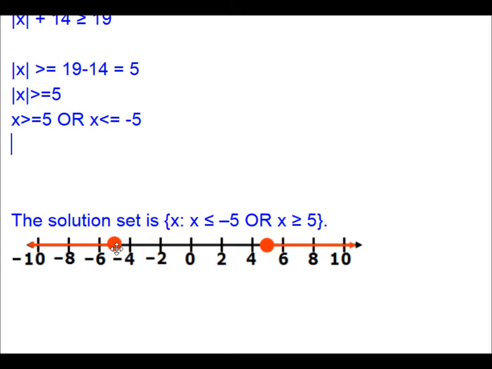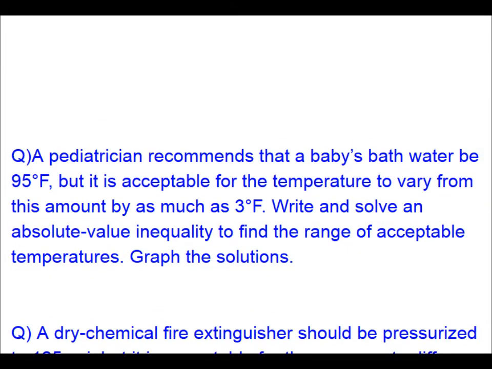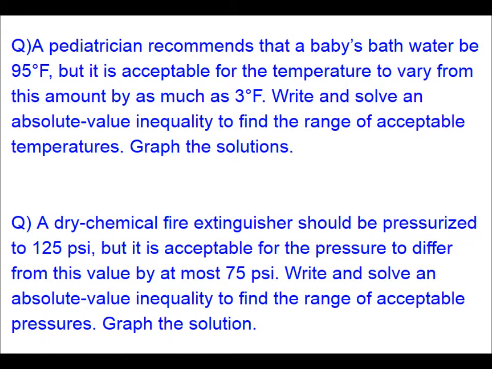So the solution set will be starting from -5 including -5, x is less than -5, and starting from 5, x is greater than 5. Yeah, greater than 5, not minus. So this is the solution set for the expression. So let's see one word problem to understand more.